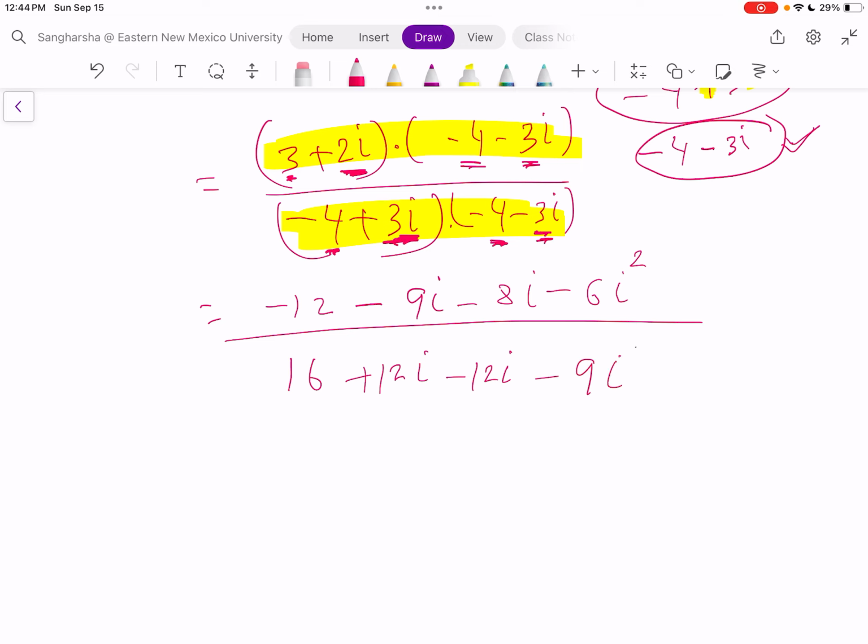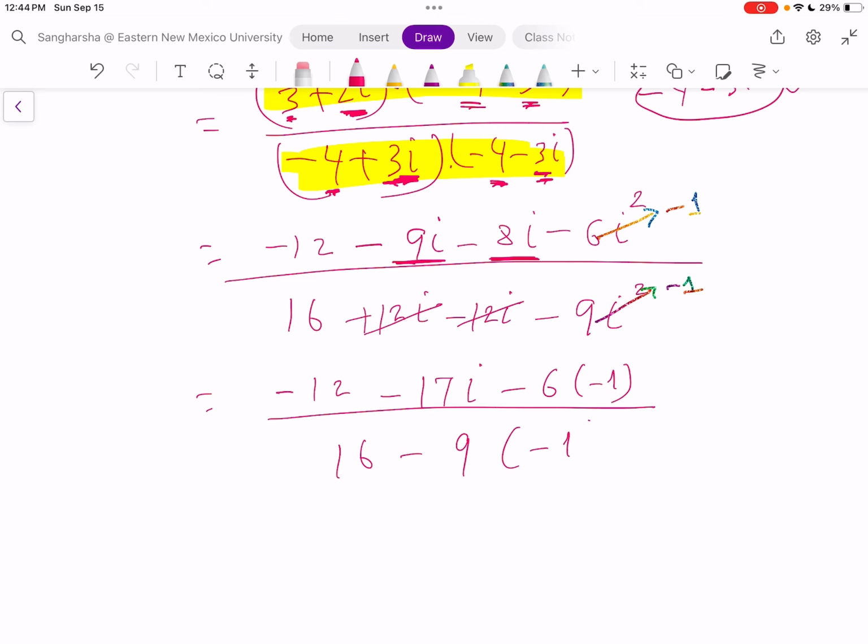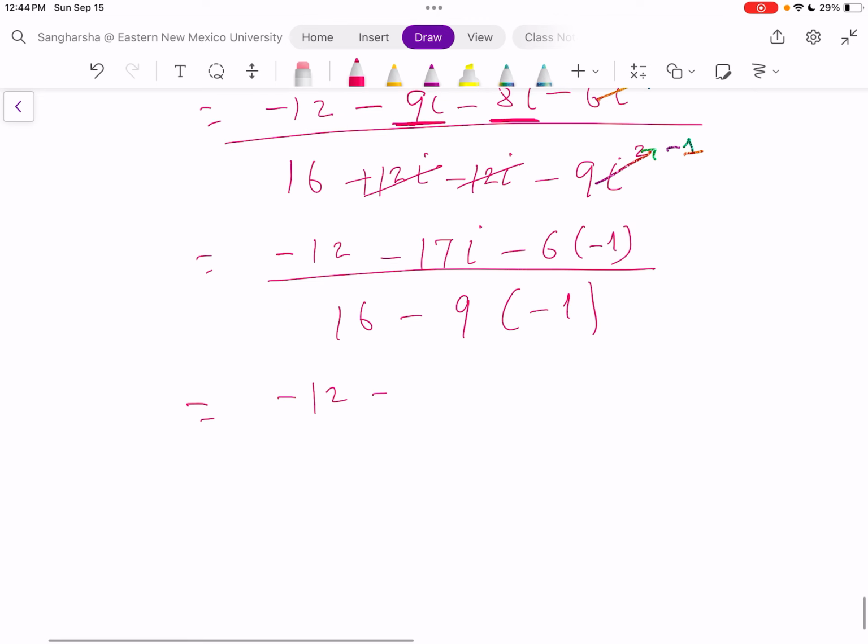So what do we know about i squared? i squared is negative 1, so you replace this i squared by negative 1. We look for the like terms. So we have negative 9i and negative 8i as like terms. Negative 9i, negative 8i, that is negative 17i, minus 6 times negative 1. Our i squared is negative 1. The middle terms cancel to 0. We have 16 minus 9 times negative 1. So let's simplify: negative 12, negative 17i, negative 6 times negative 1 is positive 6, divided by 16, negative 9 times negative 1, positive 9.